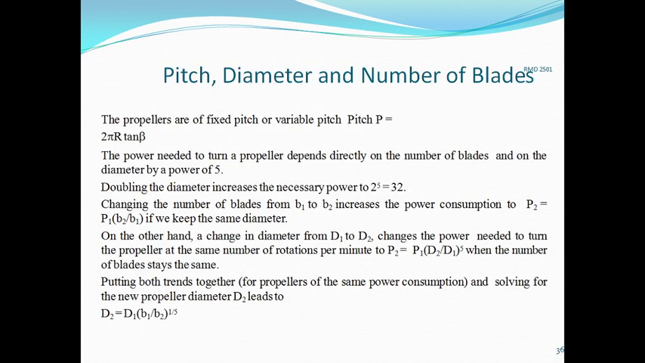Yeah, before going further, we try to see some important factors in the propeller. Propeller diameter, propeller pitch, and the number of blades in the propeller. These are also important factors when you are designing a propeller. Pitch means, just try to imagine that your propeller is like a screw, and in one rotation, how much it goes forward, that is called the pitch. So the pitch of the propeller is 2 pi r times tan beta.